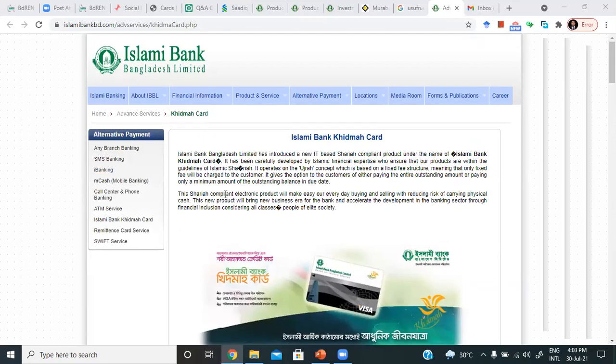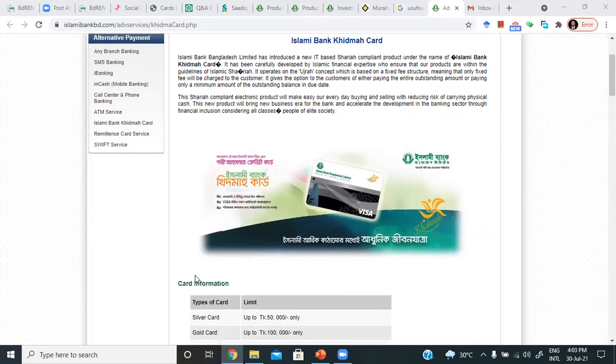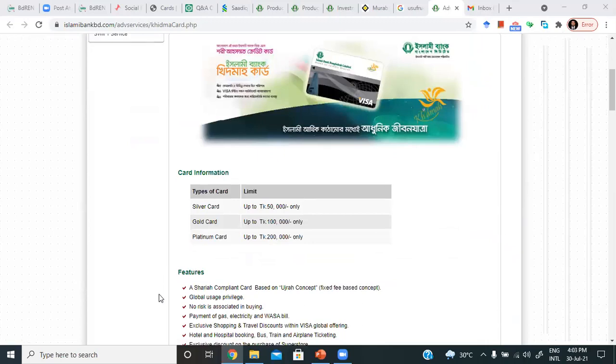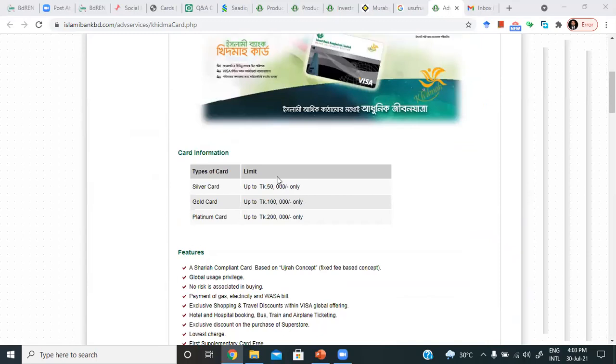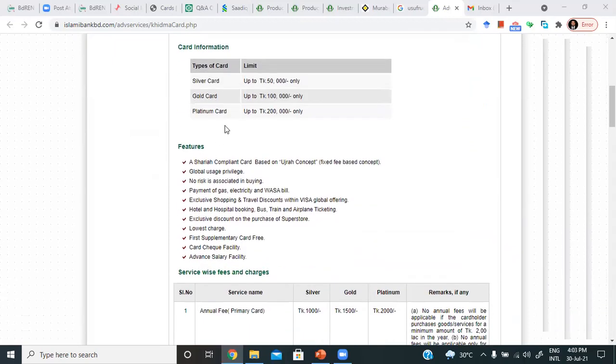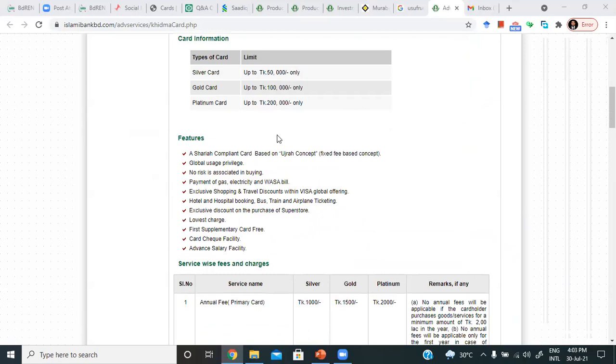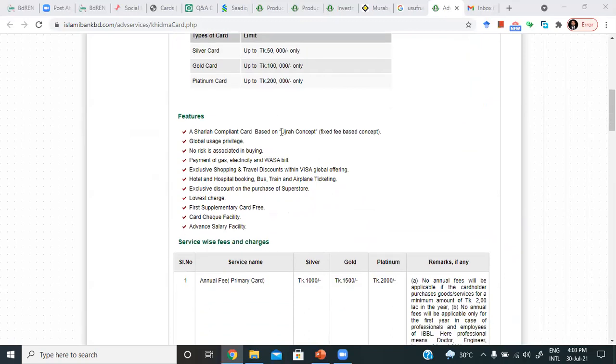Okay, I am trying to share our Islamic Bank Khidma credit card features, and they are claiming that it is Sharia compliant, and their credit facilities are like this. As commonly you see, the platinum card always gives more credit facility relative to silver and gold cards, and the names are added based on that. Okay, so the fixed fee, I have just mentioned the concept. This concept is known as the ujra concept.